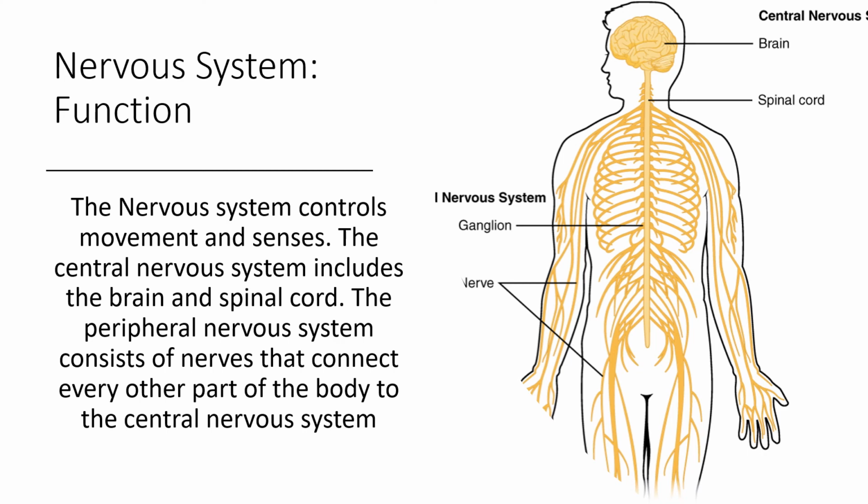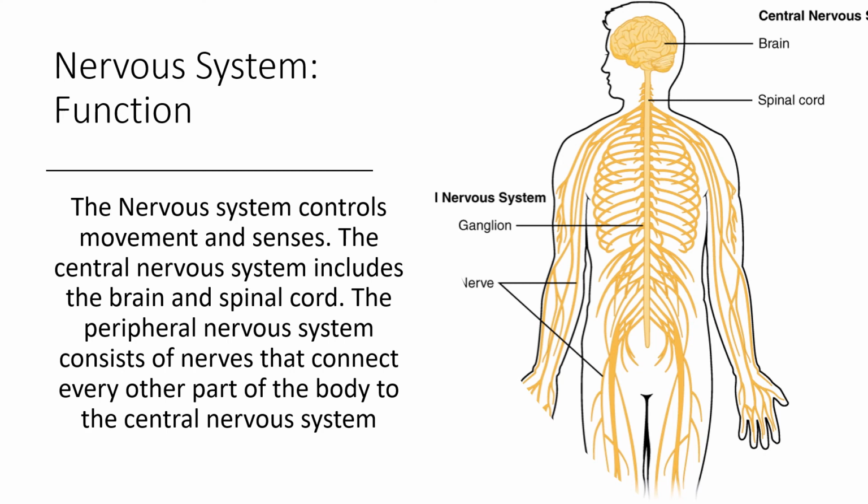All right, moving right along. This is your nervous system. Your nervous system controls movement and senses. So these first three systems, the respiratory, the circulatory, and the nervous system, these three all work together. Technically, all the systems in your body work together. These three work very closely. But this controls movement and senses.